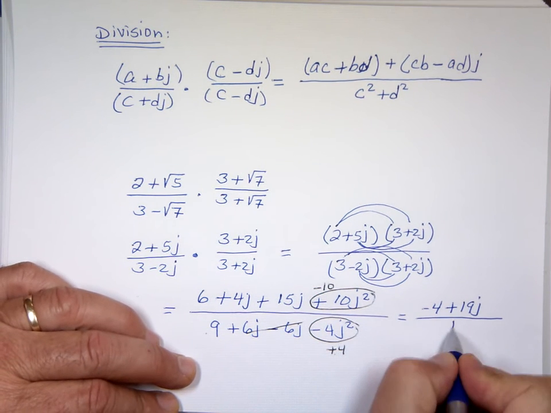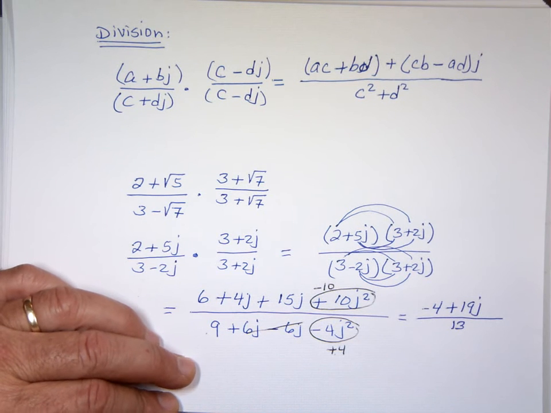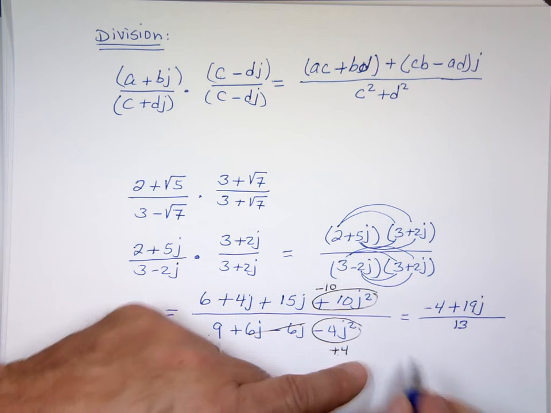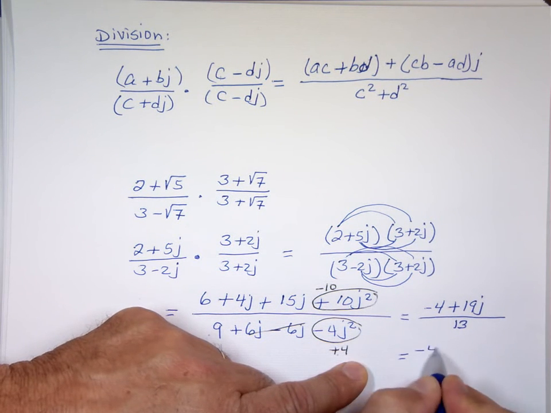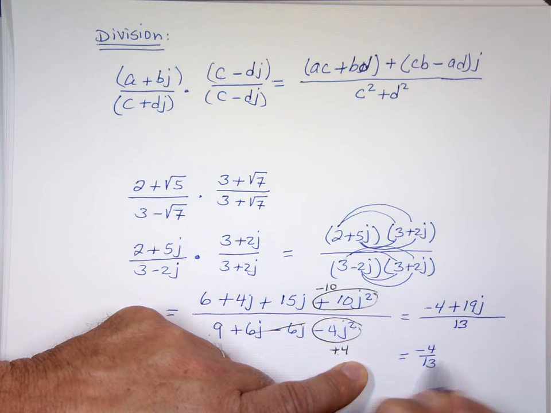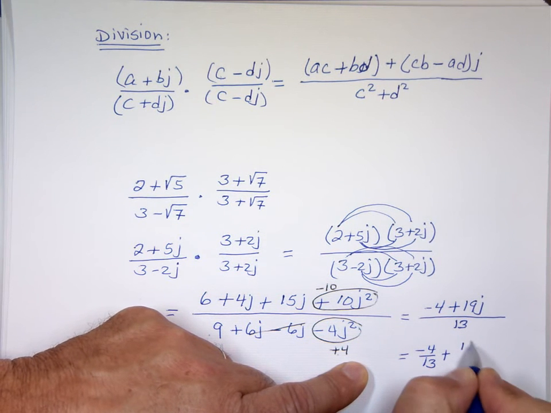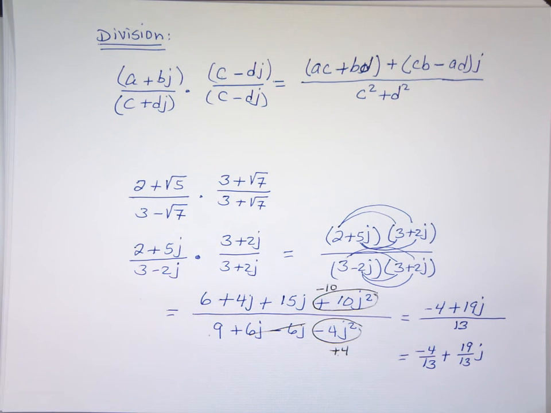So that's your answer. If you want to write that as a complex number, you can write that negative 4 over 13 plus 19 over 13j. Either one is correct.